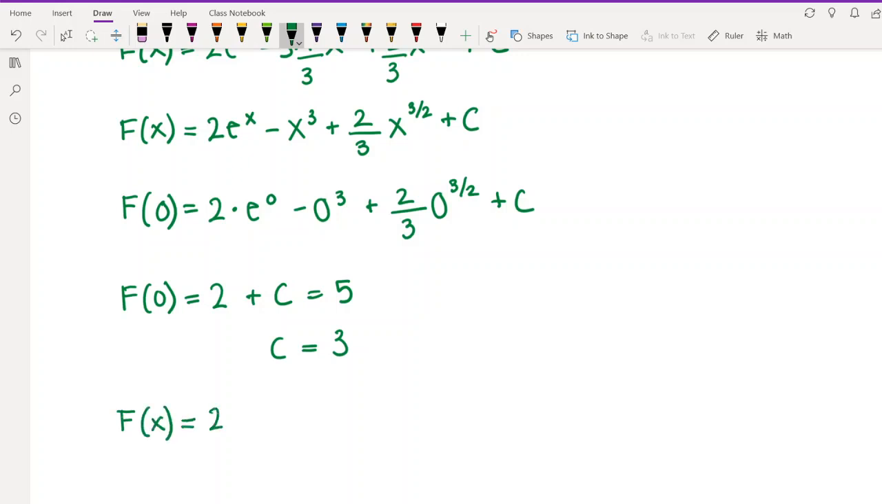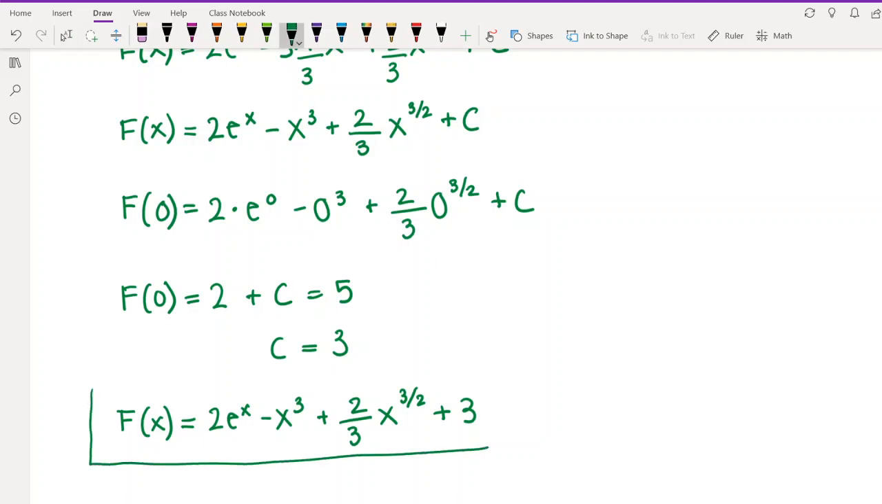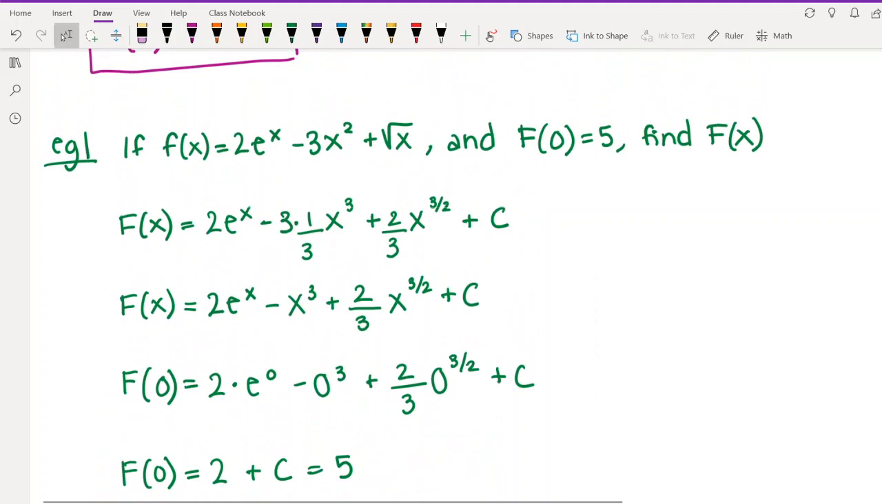It's going to be 2e to the x minus x cubed plus 2/3 x to the 3/2 plus 3. So this is the function where if you take the derivative, you get the function we started with, and additionally, if you plug in 0, you get 5. So it satisfies both the general antiderivative requirement and also this specific point that it's supposed to go through.